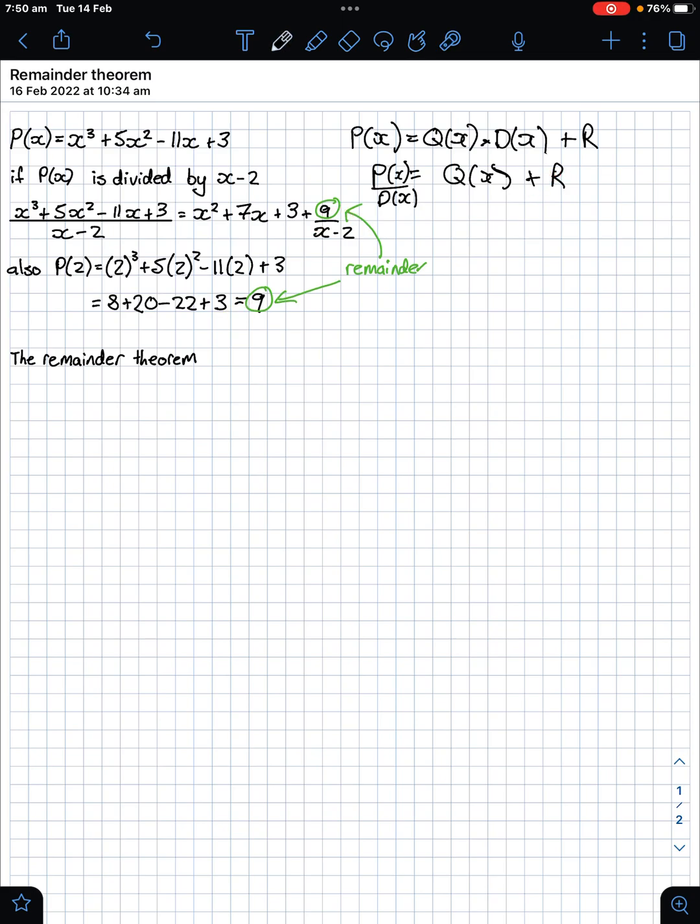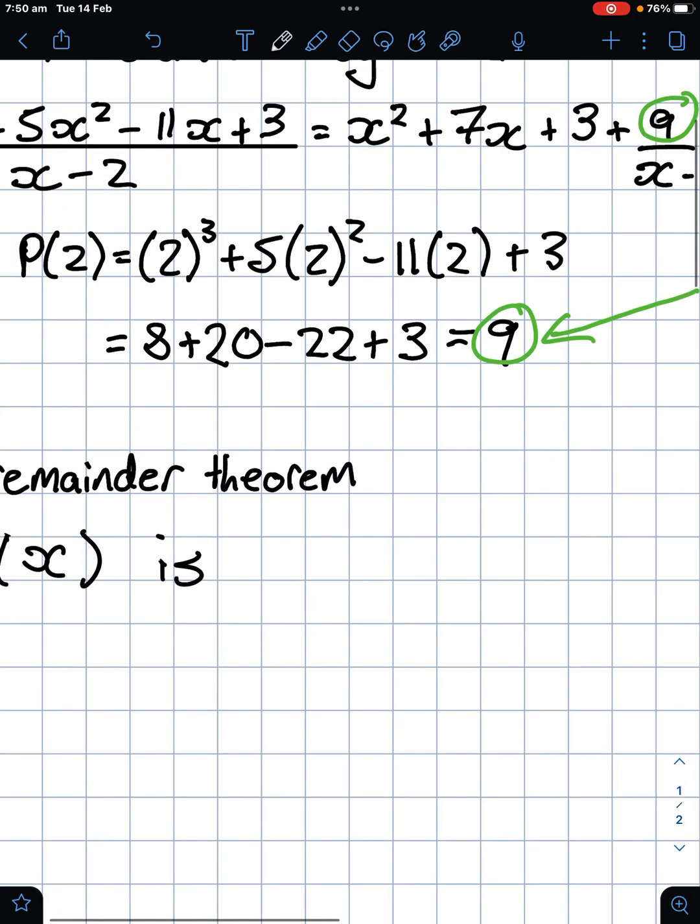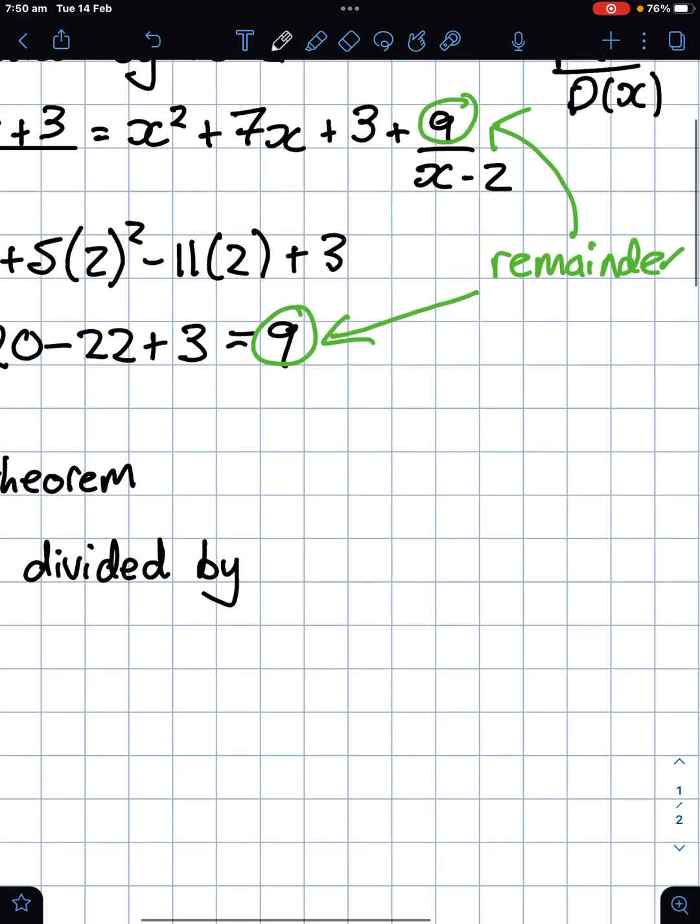So in this one, when we have a polynomial, P(x), let me zoom in a bit so it's just a bit nicer, is divided by x minus k. So this is just a rule. So k being a constant value, this gives us a factor.